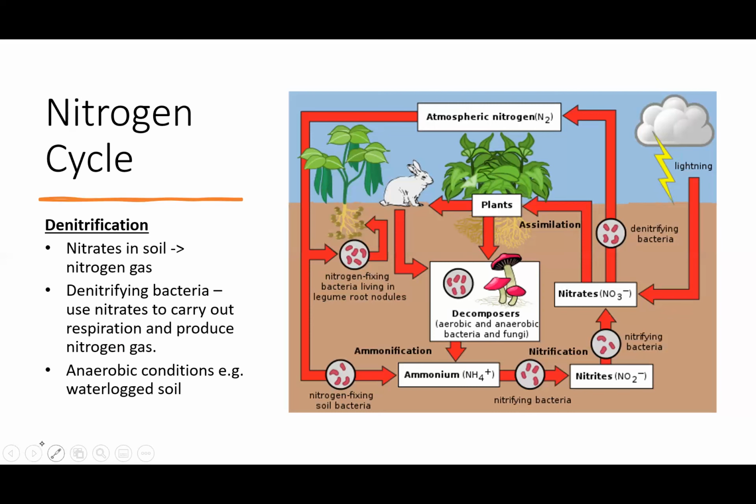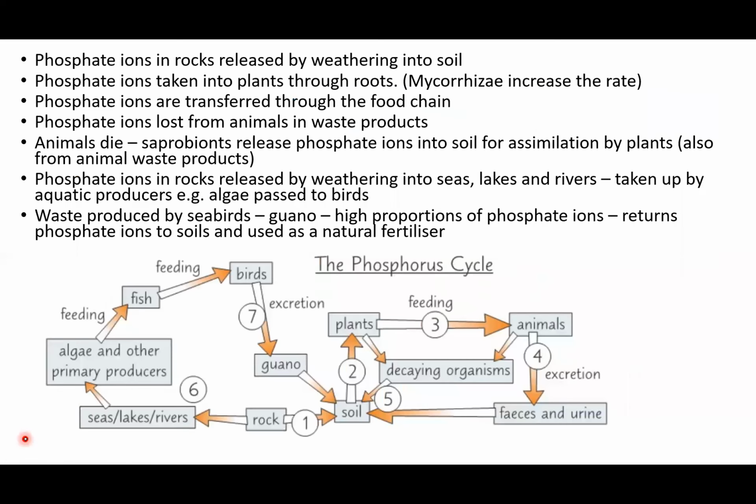So the other cycle that we need to look at is the phosphorus cycle. Plants and animals need phosphorus to make biological molecules such as phospholipids, which make up cell membranes, DNA, and ATP. Phosphorus is found in rocks and dissolved in the oceans in the form of phosphate ions. Phosphate ions dissolved in water in the soil can then be assimilated, which means absorbed and then used to make more complex molecules by plants and other producers.